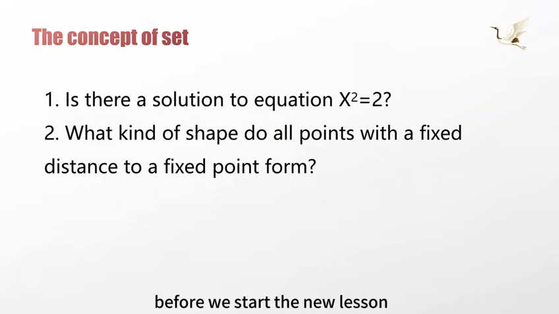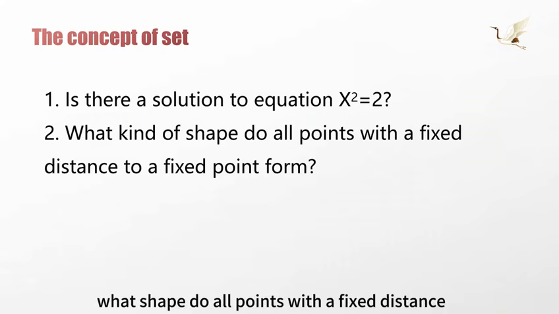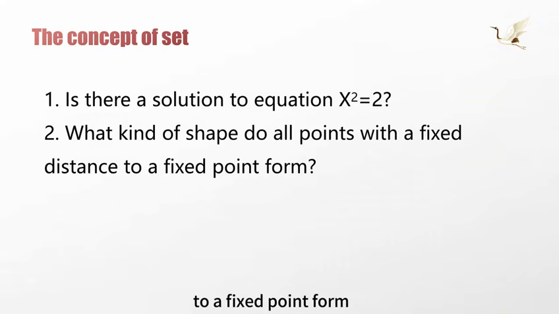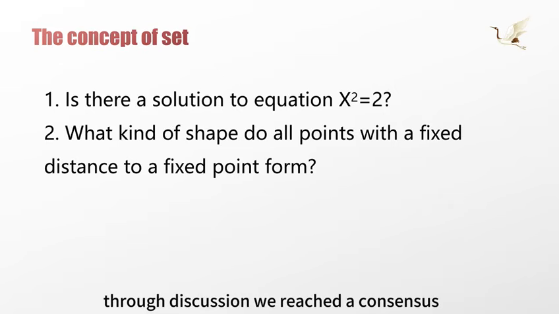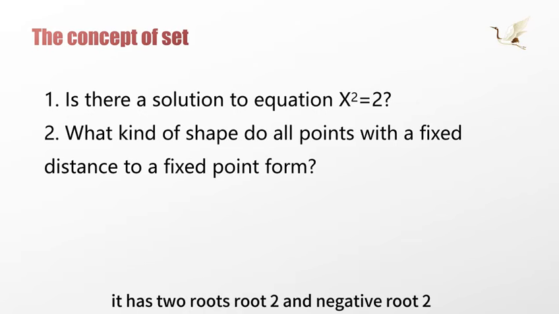Before we start the new lesson, I would like to ask you two questions. Is there a solution to the equation x squared equals 2? What shape do all points with a fixed distance to a fixed point form? Through discussion, we reached a consensus. The equation x squared equals 2 has no solution within the range of rational numbers. In the range of real numbers, it has two roots, root 2 and negative root 2.